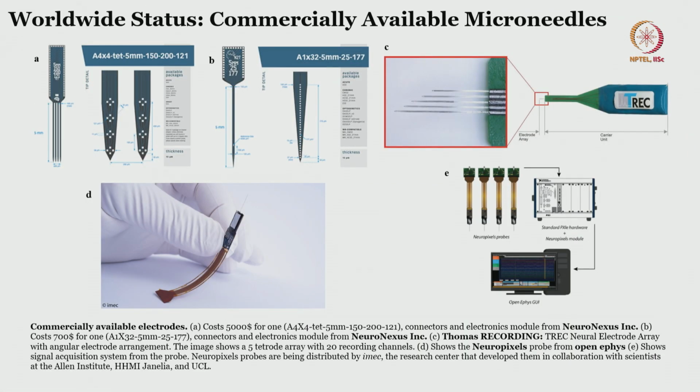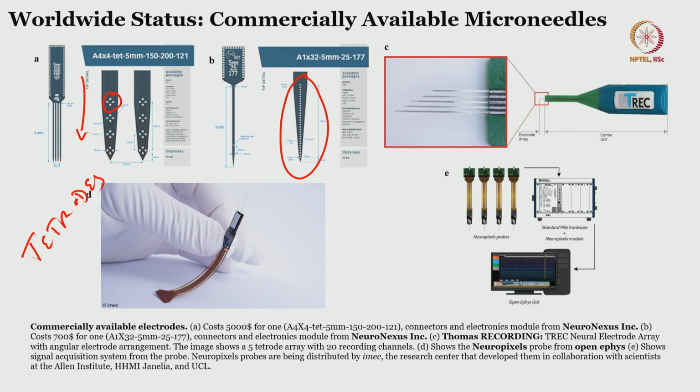Now, here we will look at the commercially available microneedles. The question is, if there is a commercially available microneedle, which you can see here, a single shank with tetrodes, where 4 electrodes together are called a tetrode. Multiple tetrodes you can see on a single shank, there are multiple shanks, 3-shank electrodes, and you can see this is a linear array of electrodes. So, all these things are available.